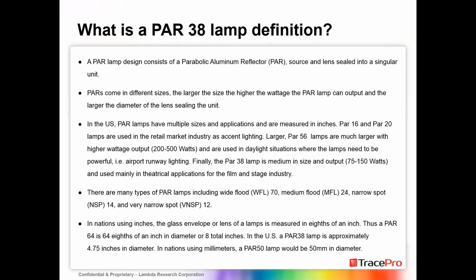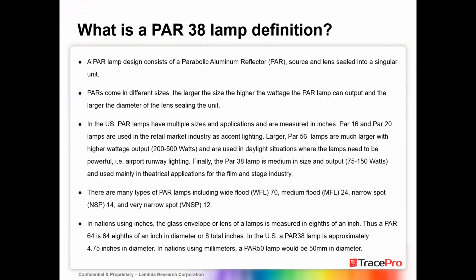So what is a PAR 38? A PAR 38 lamp design consists of a parabolic aluminum reflector, PAR, source and lens sealed into a singular unit. But now that we've gotten into a modern day application, it's not necessarily that, with the advent of the LED introduction into the PAR lamps. PARs come in different sizes. The larger the size, the higher the wattage the PAR lamp can output, and the larger the diameter of the lens sealing of the unit.